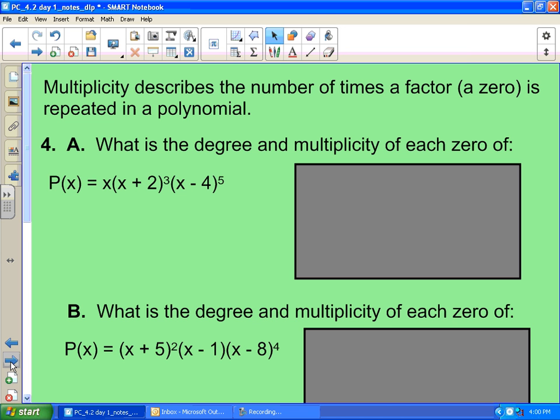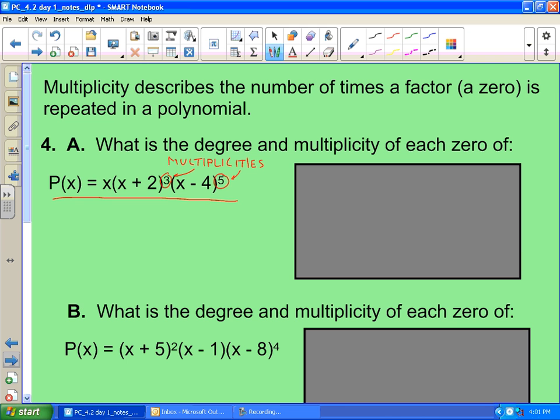Multiplicity. This is how you determine what's going on around your x-intercepts with your graph. Multiplicity describes the number of times a factor, which is a 0, is repeated in a polynomial. So when we say repeated, we mean, like in this example, p of x equals x times (x plus 2) cubed and (x minus 4) to the fifth. Those are multiplicities. A multiplicity of 3 is called a triple root. And at some of these multiplicities, there are unique things that happen around the x-intercepts. We'll talk about that.